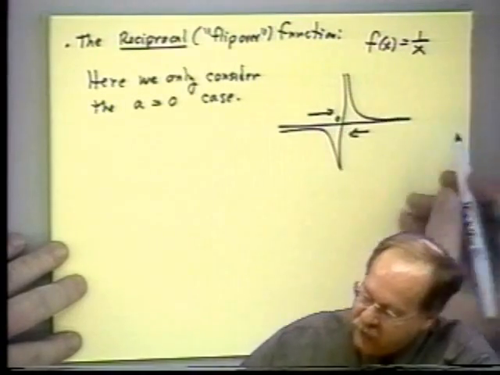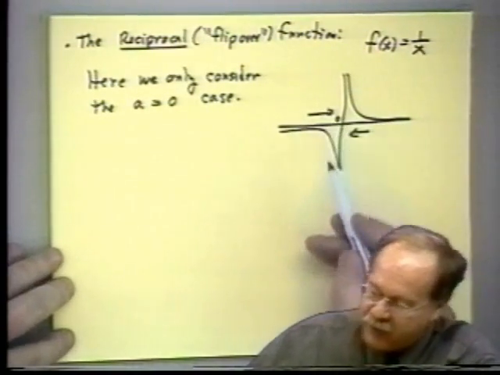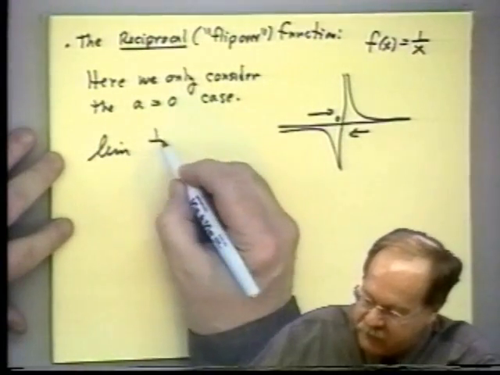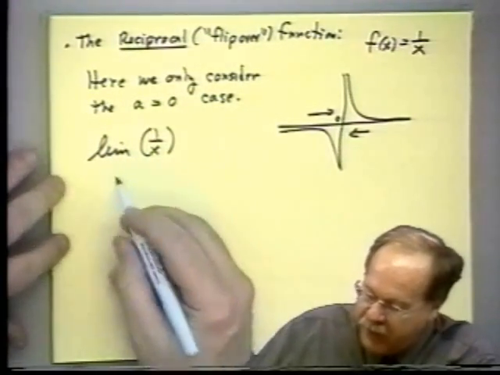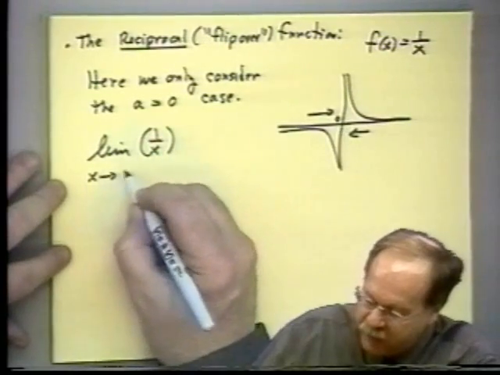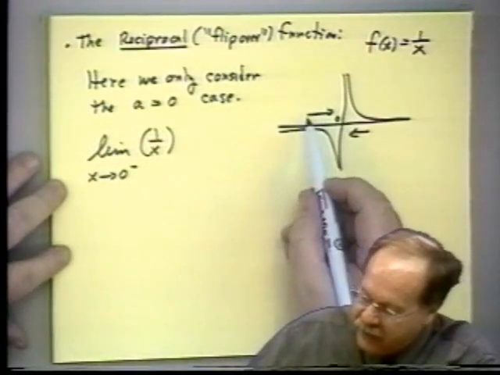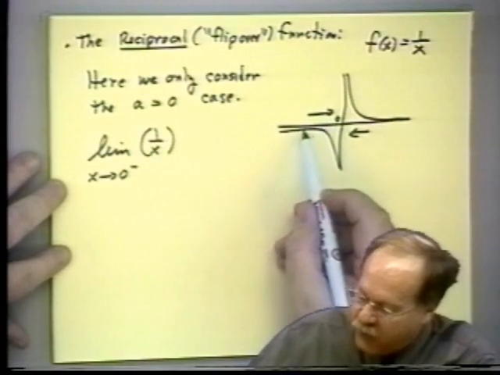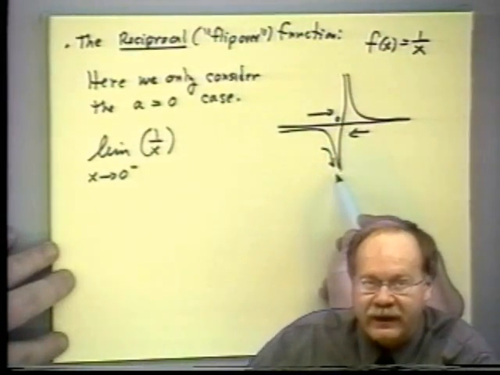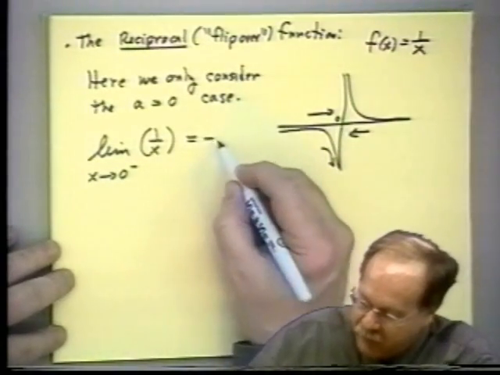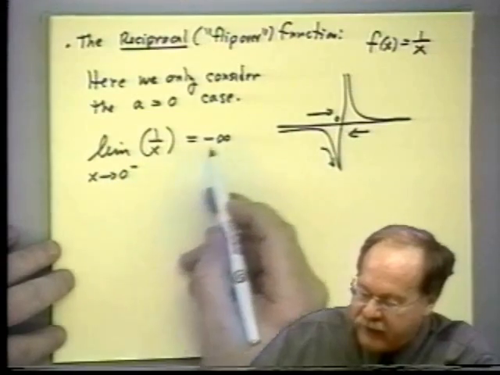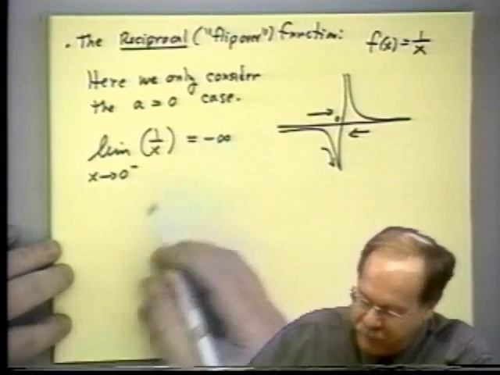So here we are asking the question, what happens as x approaches 0 from either side? Well, you also know the values of this because we've looked at it before, but now we can read it carefully. The limit of 1 over x as x approaches 0 from the left. As x is approaching 0 from the left, what is the function doing? The function seems to be heading toward negative infinity. And that's exactly what we write here. So the limit of 1 over x as x approaches 0 from the left is negative infinity.